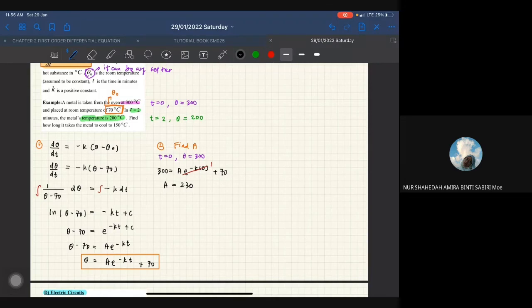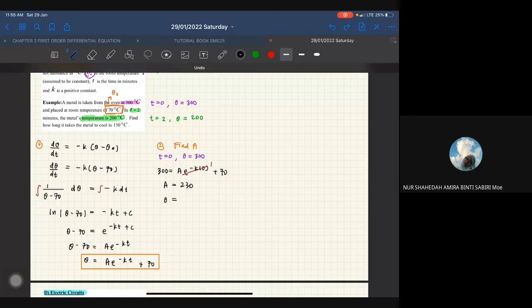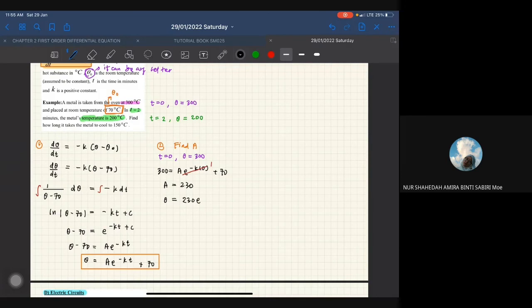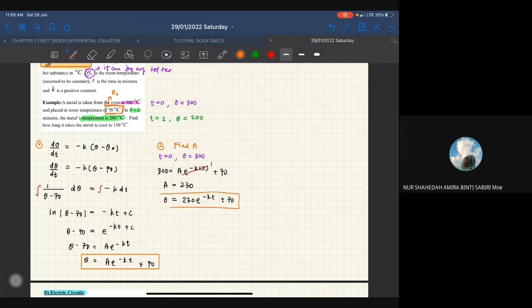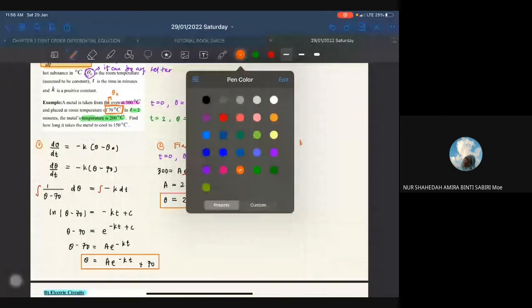So, masukkan balik this one into this one. So, you get theta equal to 230 E negative KT plus 70. Okay, so this is going to be our general solution from now on. Okay, no longer use this one. No need. Okay, so the third one sama juga. Kita akan find K. Okay, so yang ini saya tak nak tunjuk kat awak. Awak cari sendiri macam mana nak cari K.